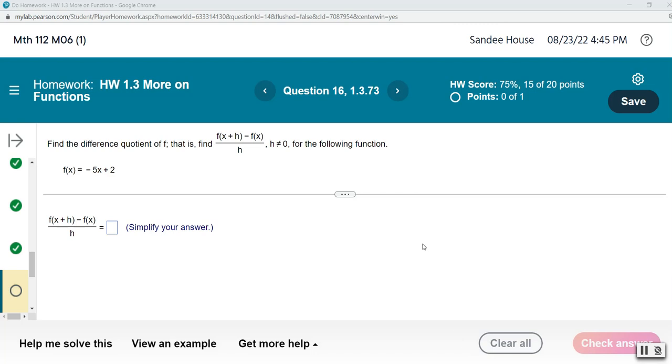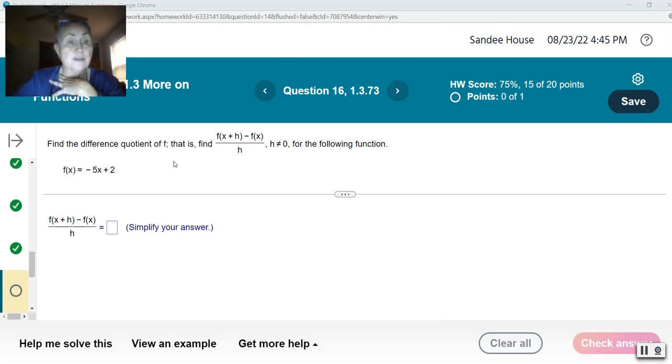Okay, number 16. Here we are asked to find the difference quotient of f. That is, we're going to evaluate this expression for the given function: f of x plus h minus f of x, divided by h, and of course we have to assume that h is not 0 because that would make a 0 denominator and division by 0 is not allowed. They give us a function and they want us to evaluate this.